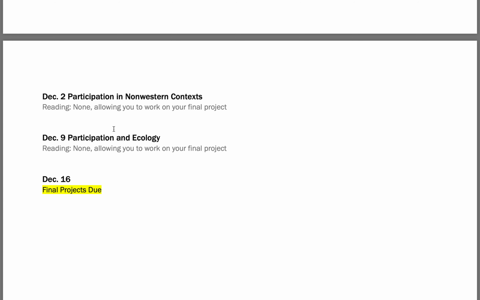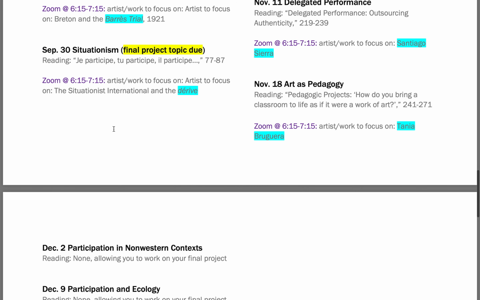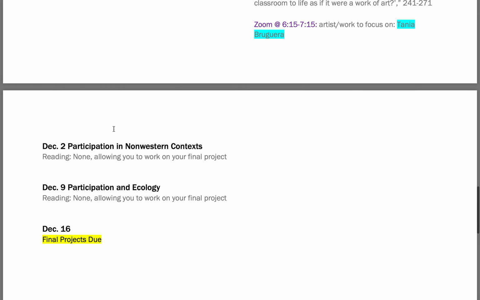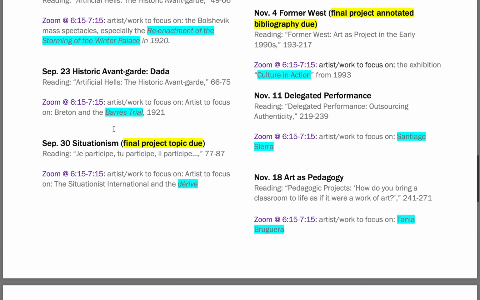But on December 2nd, we're going to talk about participation in other non-Western contexts. And then on December 9th, we're going to talk about participation and ecology and environmentalism. And then on December 16th, your final projects will be due. So you'll either send me your research paper for those who wanted to do a research paper, or you're going to send me the link to your shiny virtual exhibition from your CUNY Academic Commons website. So that'll be great. It'll be fun.